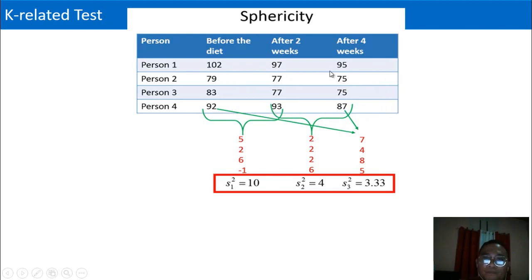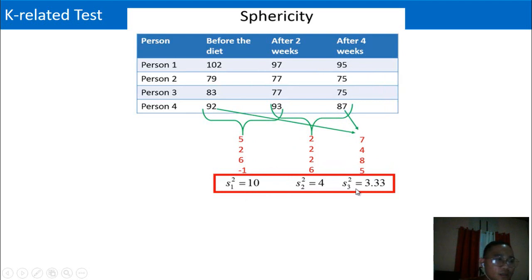Since there are 3 columns, then there are 3 pairs. So you have here the first and the third. So 102 minus 95 is 7 and so on. Then we're going to find the variance. So the variance of this is 10, the variance is 4, the variance is 3.33.